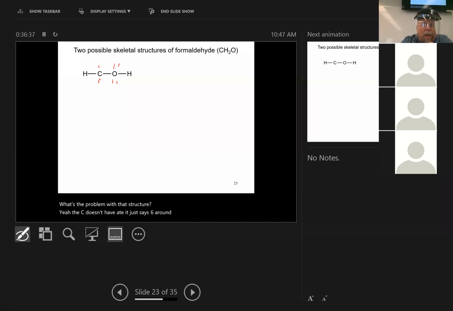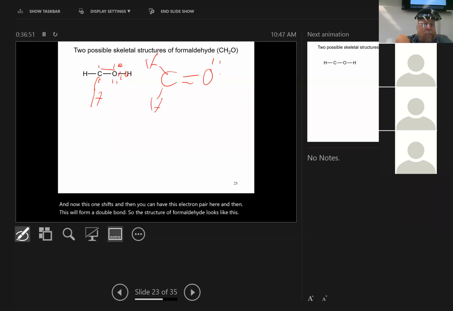So basically you put the hydrogen here, and now this one shifts, and then you can have this electron pair here, and then this will form a double bond. So the structure of formaldehyde looks like this. But there are no resonance forms because there's only one structure of it. The key thing is to try and get it most compacted, because this one will be unstable, since it breaks the octet rule on the left. So for that example, there's no resonance forms, but those two are isomers.